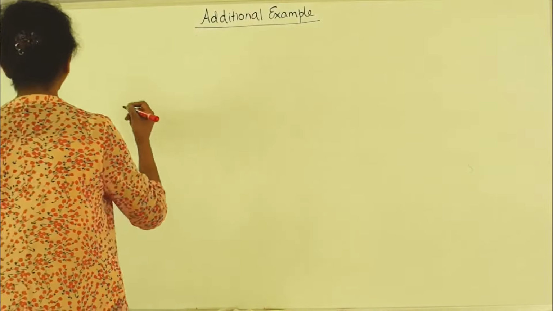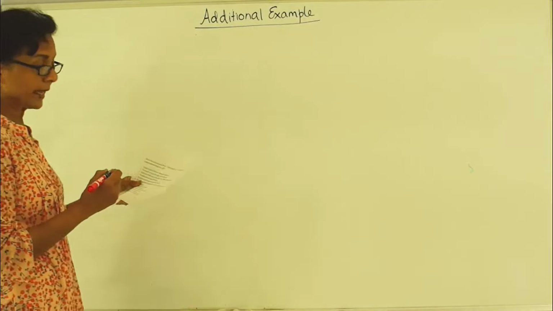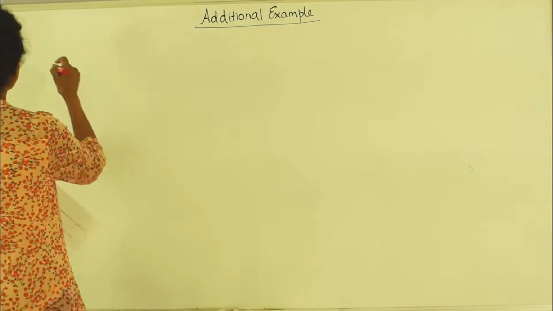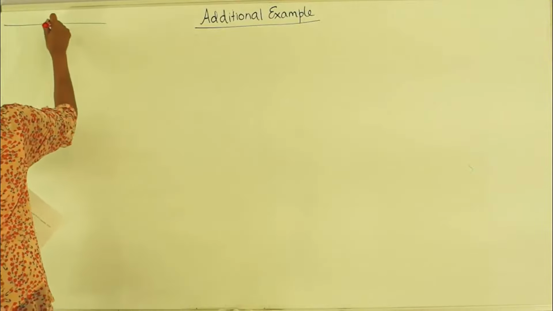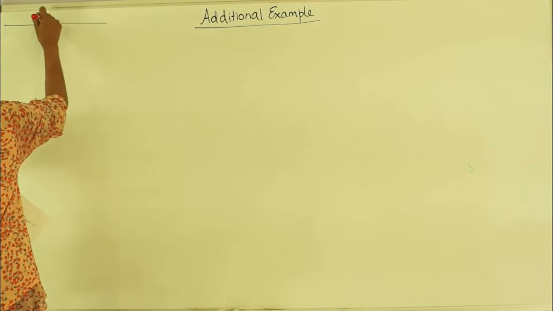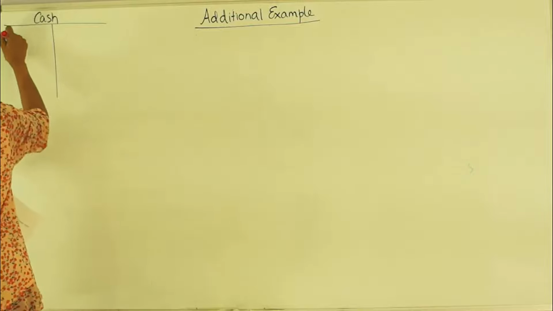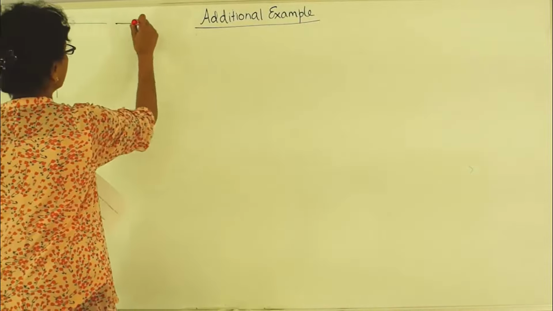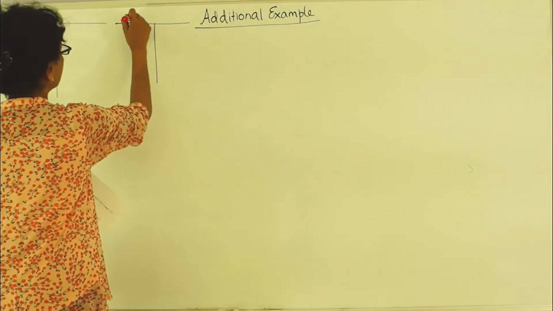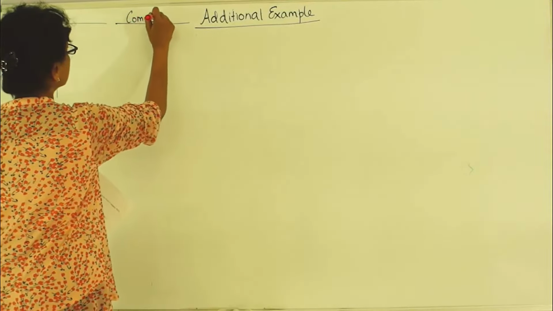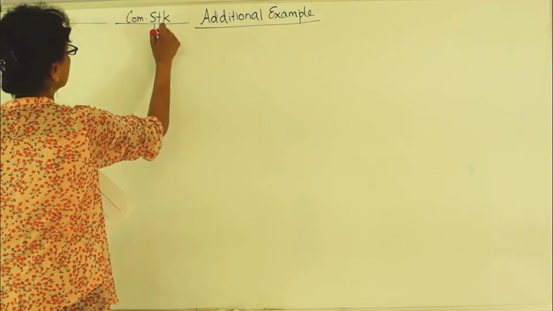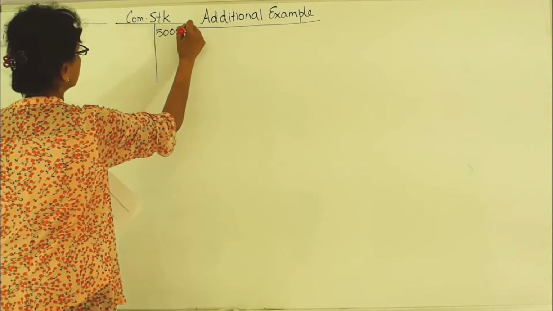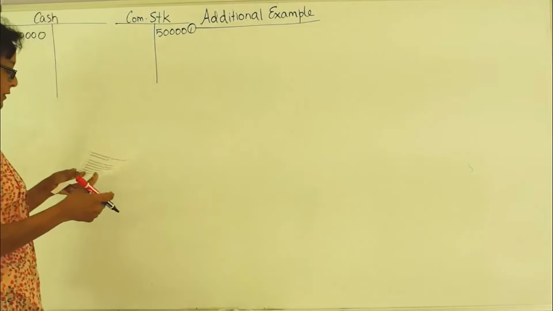First transaction, owner invested $50,000 cash in exchange for common stock. So you go to the cash T account, you debit cash for $50,000, and then you go to the common stock T account and credit common stock for $50,000.